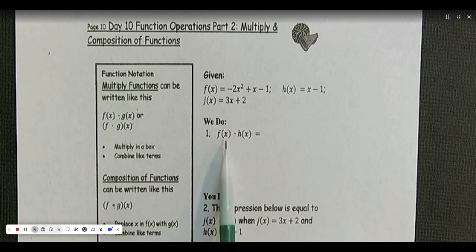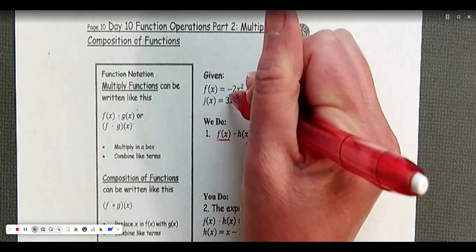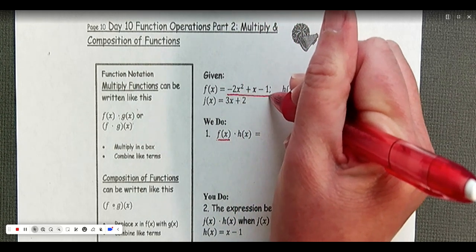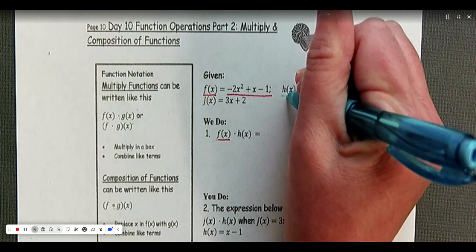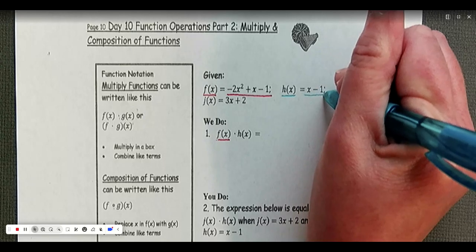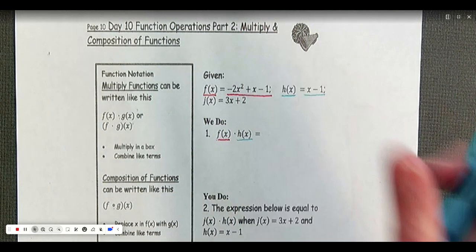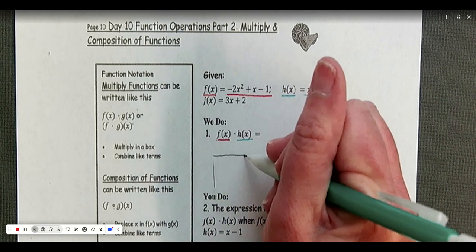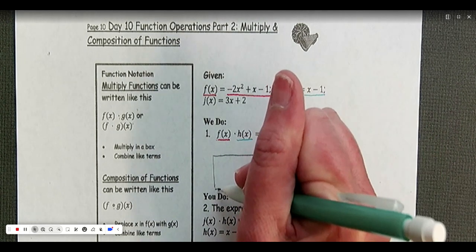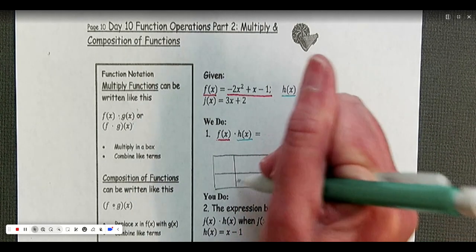The problem says f of x times h of x. So let's look at what we're multiplying here. We've got f of x, which is negative 2x squared plus x minus 1. And we're going to be multiplying that by h of x, which is negative x minus 1. So I have two terms that I'm multiplying by three terms. So I like to multiply in a box. I'm going to draw a rectangle so I can multiply two terms by three terms.